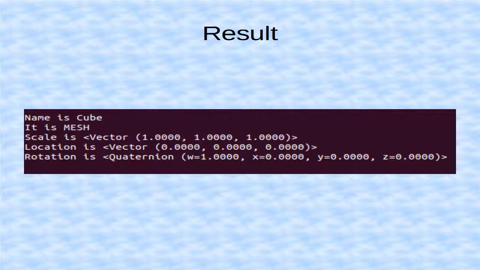The last is rotation. The default representation of rotation is quaternion, a point in 4D space. We will now show examples of using both vector and quaternion.